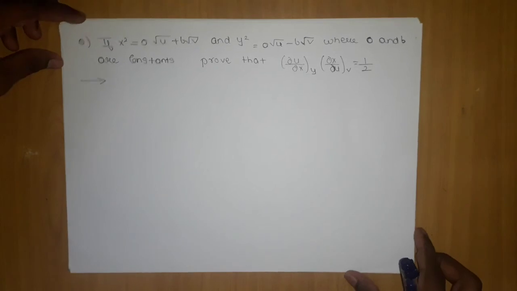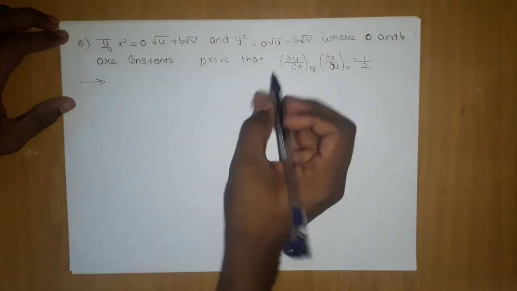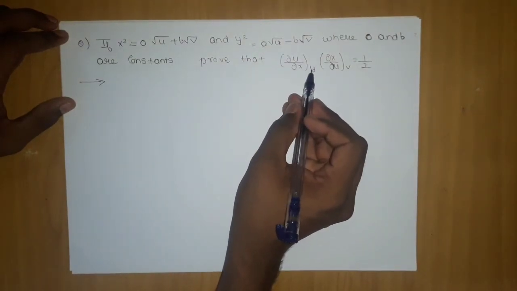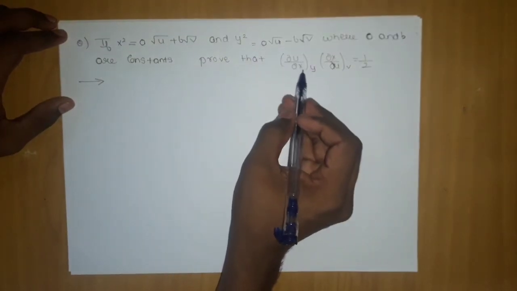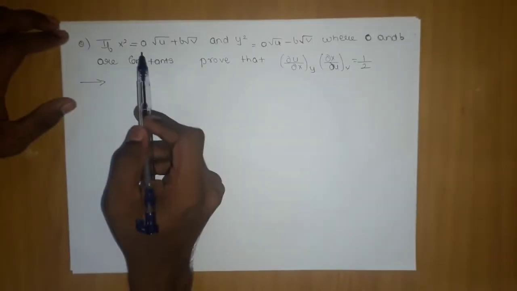If x square equals a under root u plus b under root v, and y square equals a under root u minus b under root v, where a and b are constants, prove that ∂u/∂x keeping y constant and ∂x/∂u keeping v constant is equal to 1/2. So here ∂u/∂x, where u is differentiated with respect to x keeping y constant, there is no such equation in which we have u, x and y.